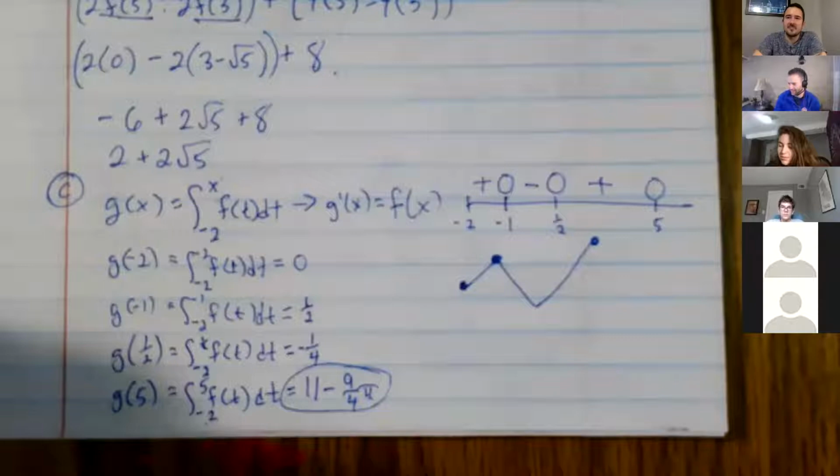Okay, so g of 5 is the answer? Or when x equals 5, that's the maximum? Correct. So 11 minus 9/4 pi. Okay, and to get the point, do you have to do all that work?